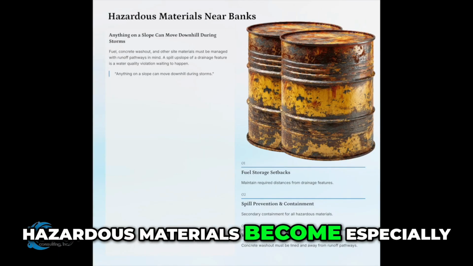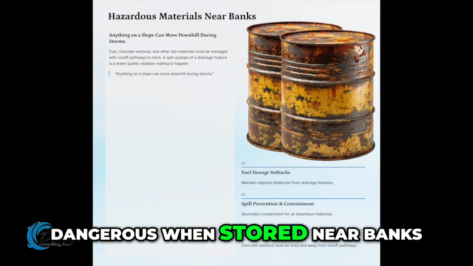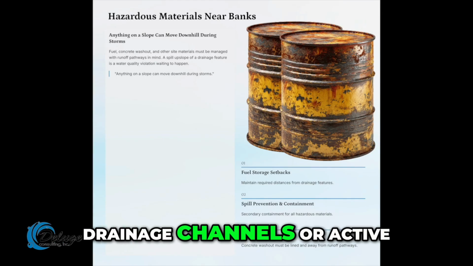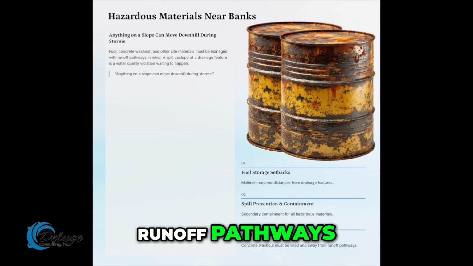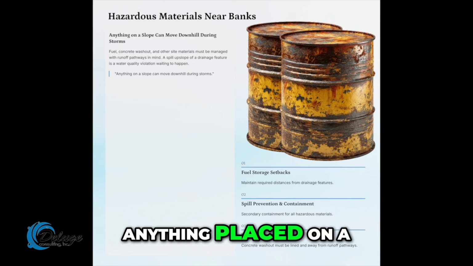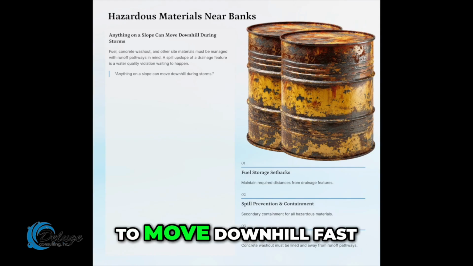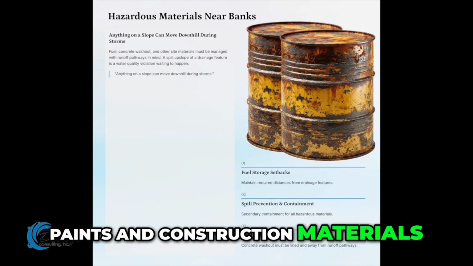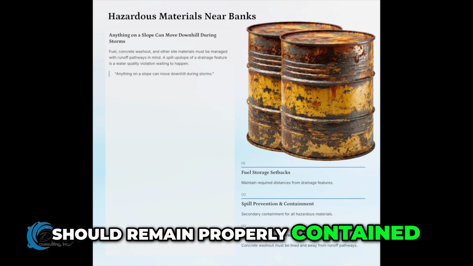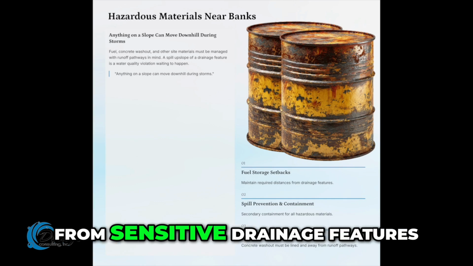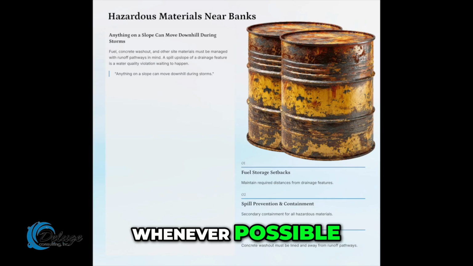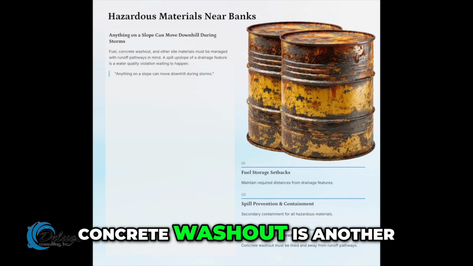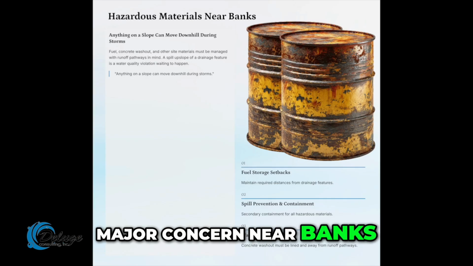Hazardous materials become especially dangerous when stored near banks, drainage channels, or active runoff pathways. During storms, anything placed on a slope has the potential to move downhill fast. Fuel containers, oils, chemicals, paints, and construction materials should remain properly contained and positioned well back from sensitive drainage features whenever possible. Concrete washout is another major concern near banks.